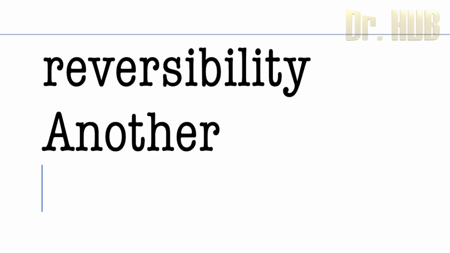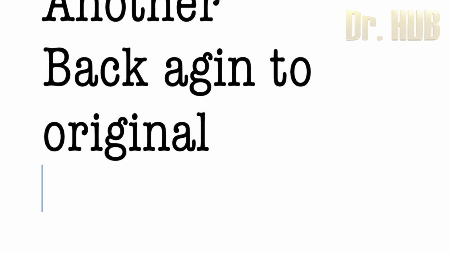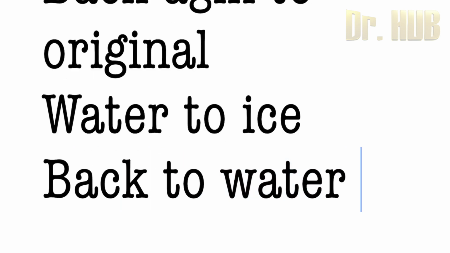Then comes attainment of reversibility. Attainment of reversibility is when a thing can turn into another and back again to the original. Now the example here is nothing but water to ice. So you have water to ice and also it goes back to water. This is nothing but attainment of reversibility.